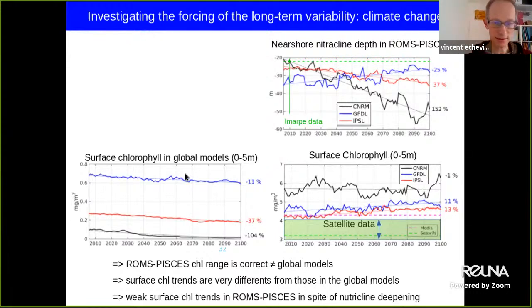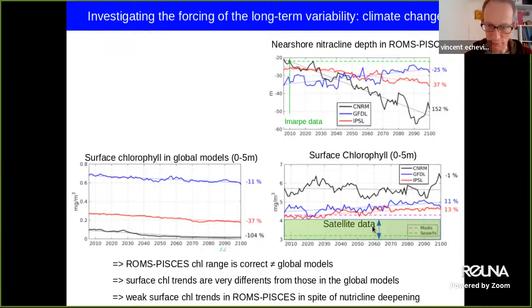What you can see is that all these models show a trend. Surface chlorophyll decreases for the three models. However, when you use the ROMS model, which is forced by these global models, for surface chlorophyll, first, what you can see is that we are much closer to the observations.